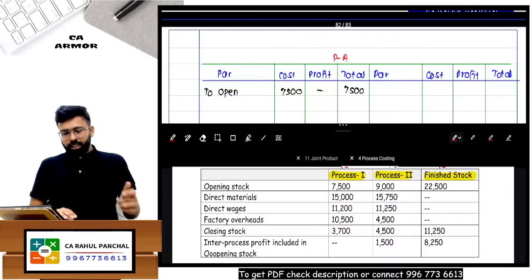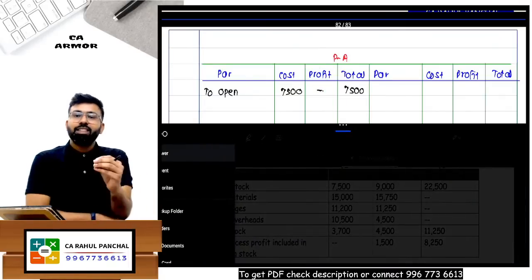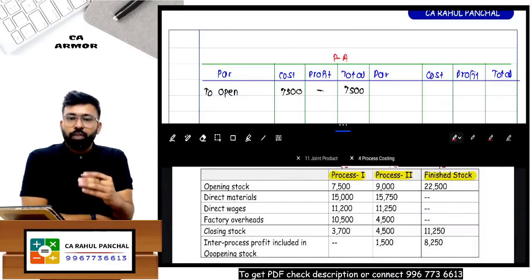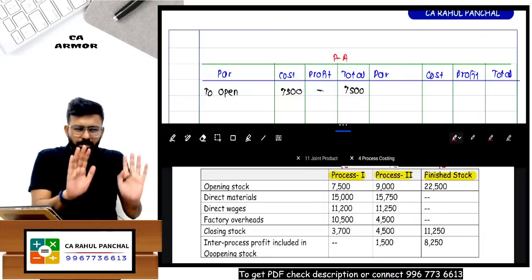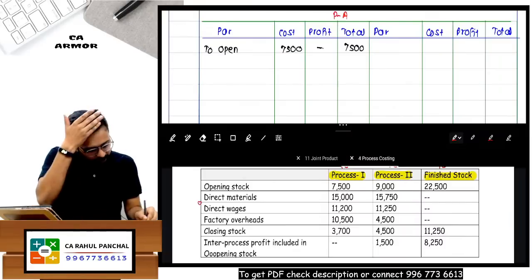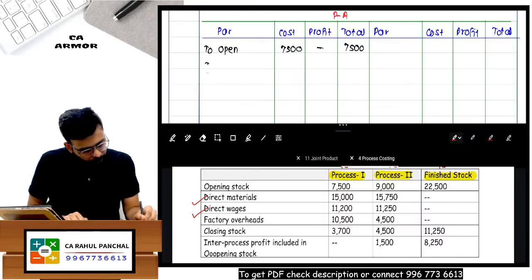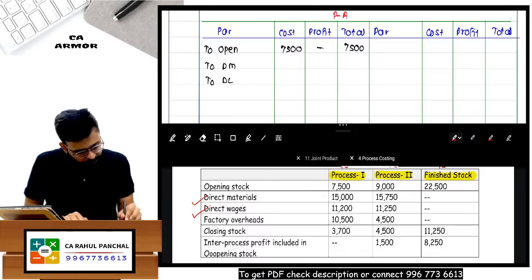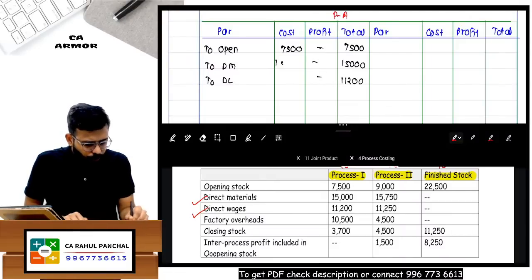Sir, when do you understand the importance of this column? You will understand the importance of the profit column when we come to the process B account. In the initial stage, you won't understand. Just write with me. Okay, opening stock. Then there is a direct material, there is a direct labor. Just write direct material and direct labor first in the total column: 15,000, then 11,200. Perfect. There is no profit in between. So again it is 15,000, 11,200.